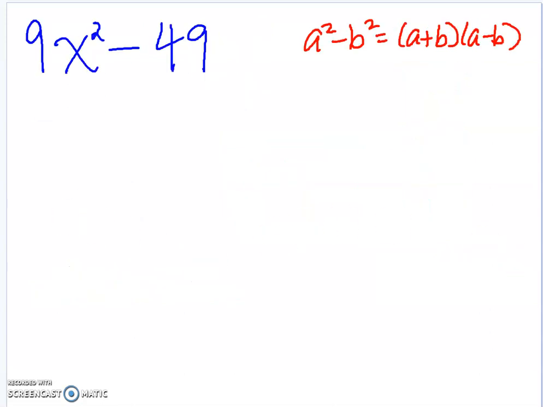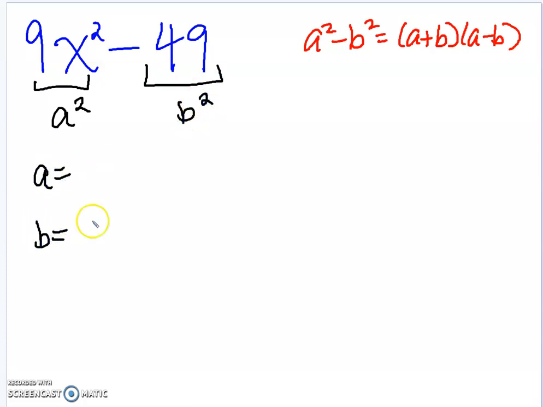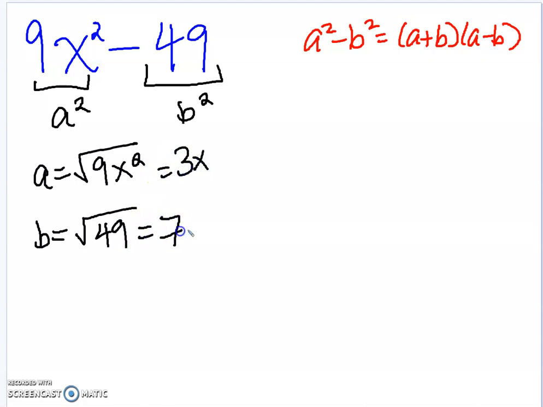And then the last one is difference of squares. The way we'll recognize these is by looking at them and seeing a squared value, another squared value, and then a subtraction to represent the difference between the two of them. So we're going to always begin identifying a squared and b squared like we did before. And we're going to find a and b by again taking the square root of each, which will give me 3x and 7.